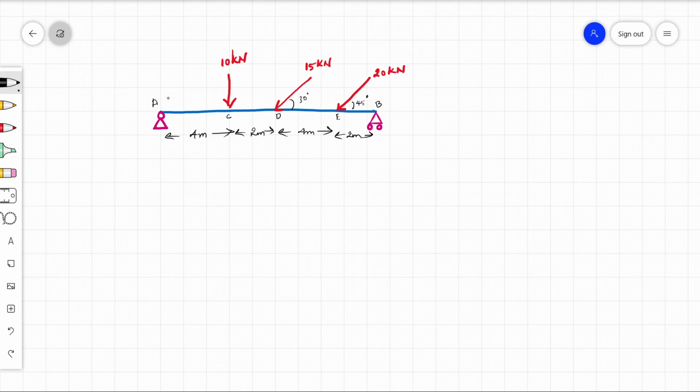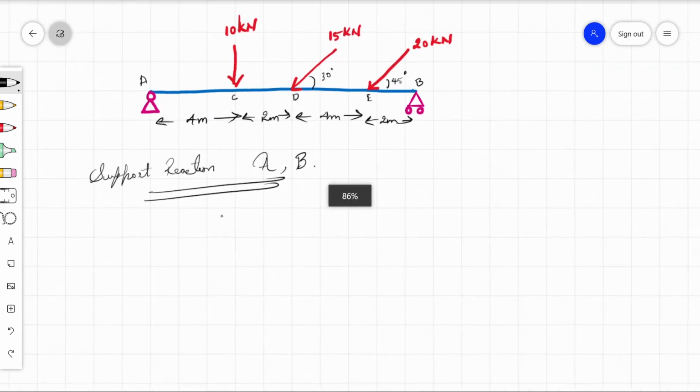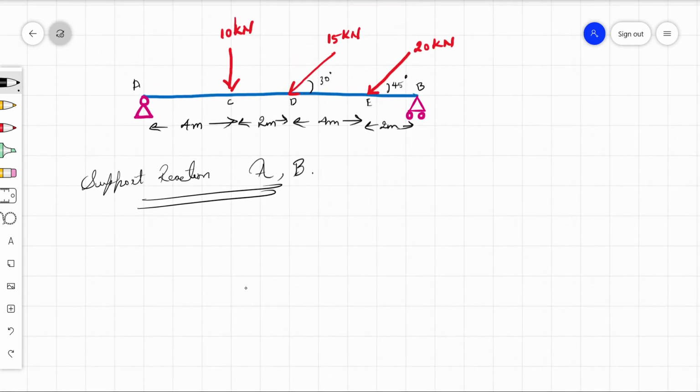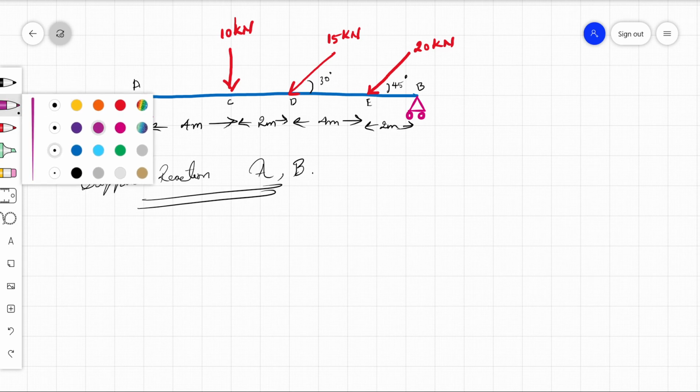So our aim is to find the support reactions. Support reaction at what point? Support reaction at point A and point B. This is our aim, so let us try to solve that. Our first thing to do is draw the beam as it is. So let me draw the beam.